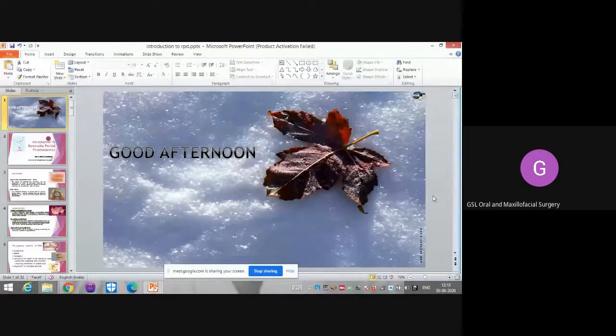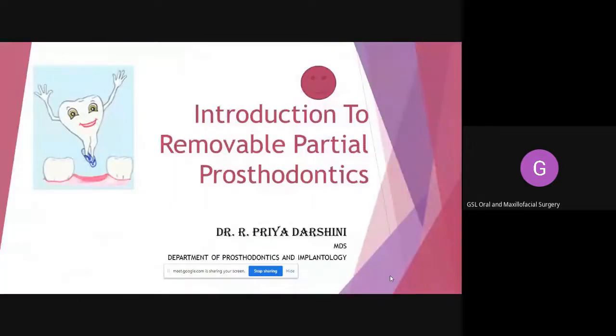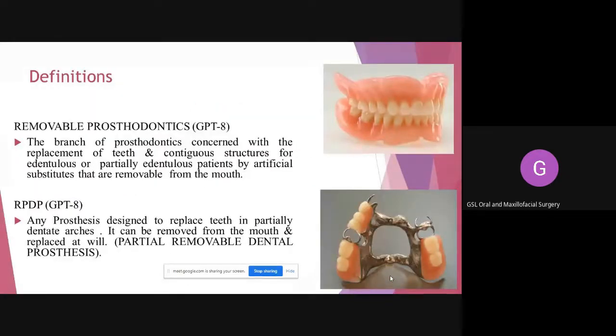So this is going to be your first class in your third year, and we're going to start with your removable partial dentures. In second year, you saw the complete denture fabrication. And in third year, you're going to deal with removable prosthodontics, or removable partial dentures.